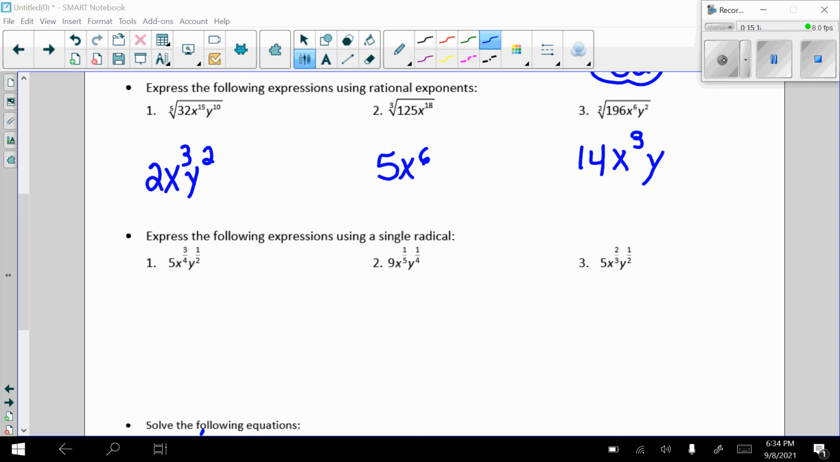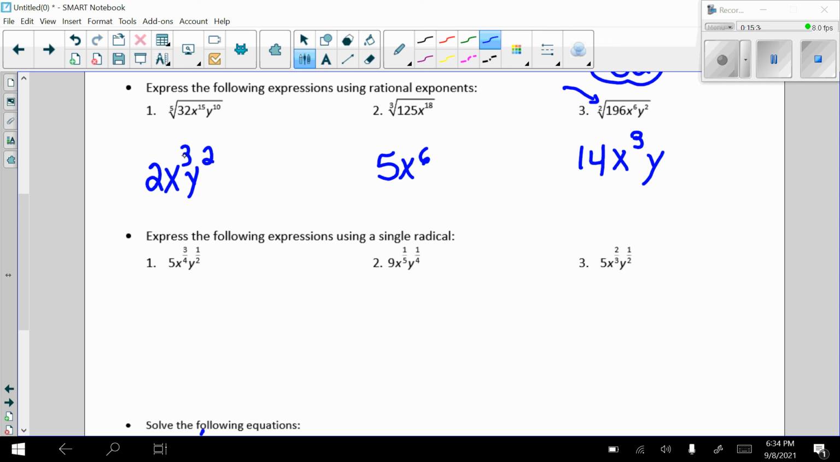Okay, here are the solutions. Again, these are numbers that you should know: 32, 125, and 196. Notice I put the 2 in this little index. Normally I won't do that for square root.